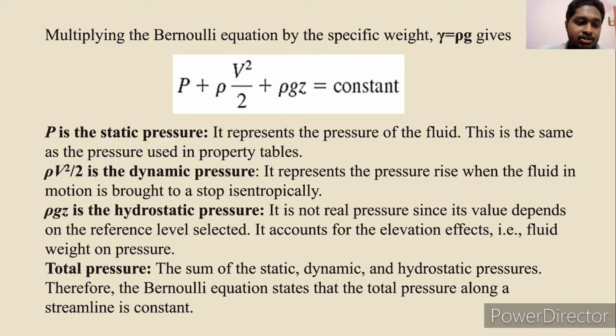The rho g z is the hydrostatic pressure, which is not a real pressure since its value depends on the reference level selected. So the total pressure is the sum of the static, dynamic and hydrostatic pressures. Therefore, Bernoulli's equation states that the total pressure along a streamline is constant.